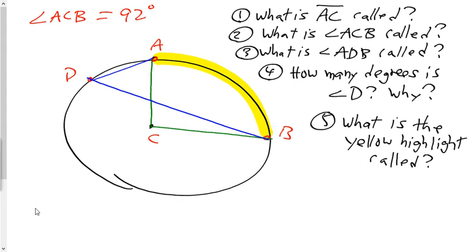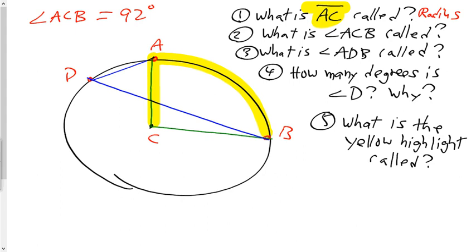The first question says, what is AC called? So the first thing you need to know is when it says AC, it has this line above it. And that means a line segment AC, from one point to another, where there's a finite or a predetermined amount of distance. What is this line right here called? And what did you put for that? It's called a radius. That's right. So your answer for number 1 is a radius, R-A-D-I-U-S.